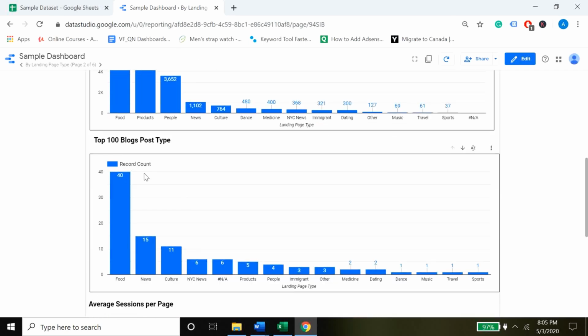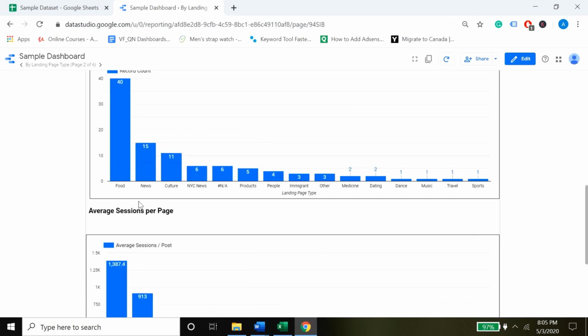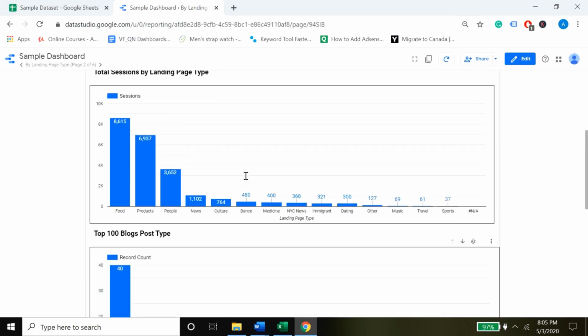So average sessions per page is just our total number of sessions divided by the record count. So by this I know that a lot more sessions per page were coming from products, which is something we didn't know at all. So where is products? Products is right here. In this case, I'm seeing that we only had 5 record counts. So 5 data lines were coming from products. And if you see here, we are seeing 6,937 sessions.